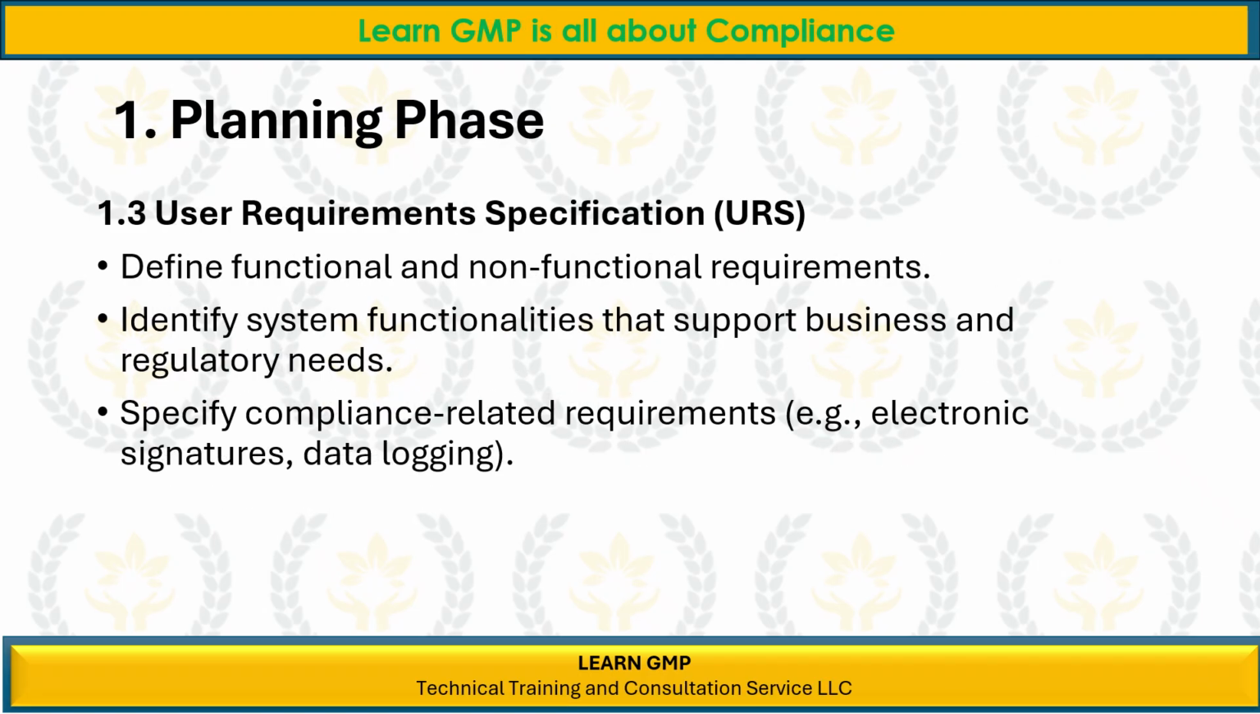Next important step in planning phase is the User Requirements Specification, URS. Define functional and non-functional requirements. Identify system functionalities that support business and regulatory needs. Specify compliance-related requirements, for example, electronic signatures, data logging.